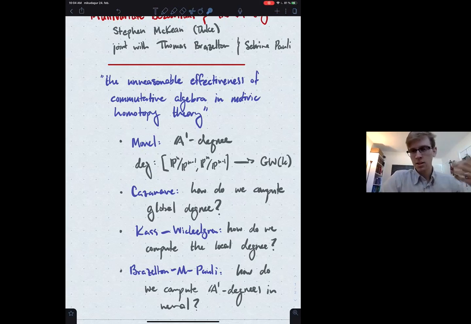So that is where Thomas, Sabrina, and I come in. We have worked out a formula for how to compute both the global A1 degree and the local A1 degree using a fairly simple formula. So that is where we're going to start.